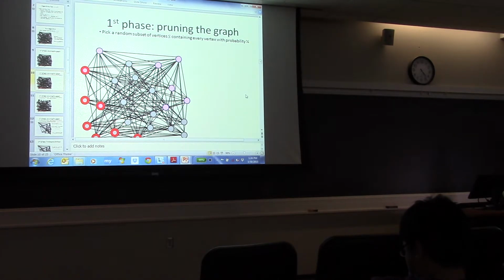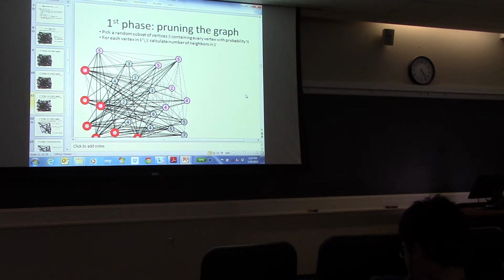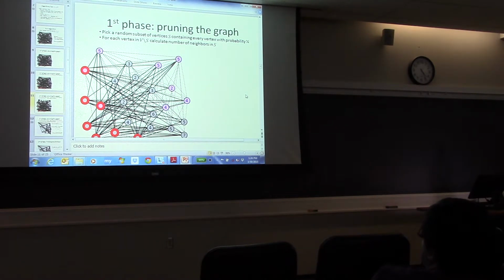Now, what we do, we pick a random subset of the vertices which contains every vertex with probability a quarter. These are the red nodes, and for the remaining 3 quarters we record what the degrees are, but just the degrees in the red part. Okay, so these are these numbers. So this vertex here has 2 neighbors in the red part. This vertex here has 4 neighbors in the red part, and so on.